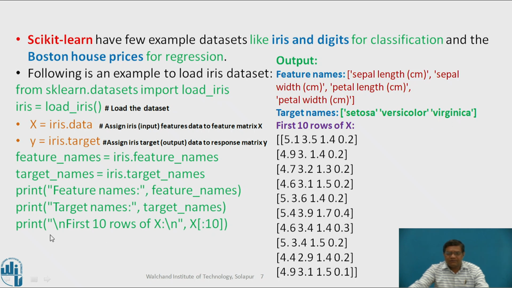And here in the last print statement, we are printing the first 10 rows of this given data set for the input features, that is 5.1, 3.5, 1.4 and 0.2. These are the values in centimeters for the sepal length, sepal width, petal length and petal width for the given data sets.